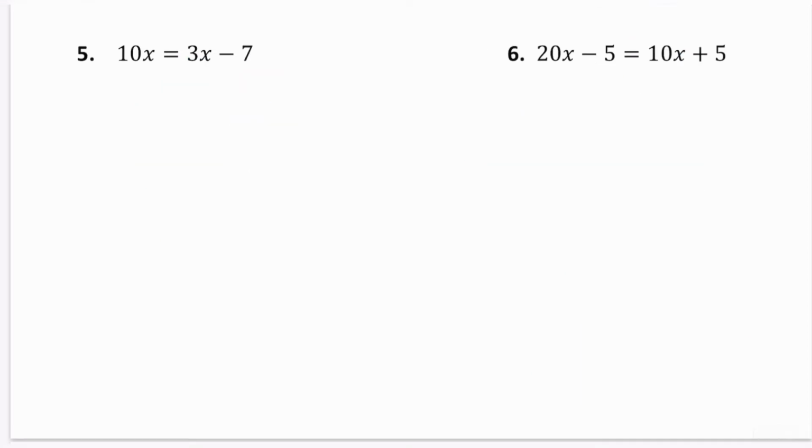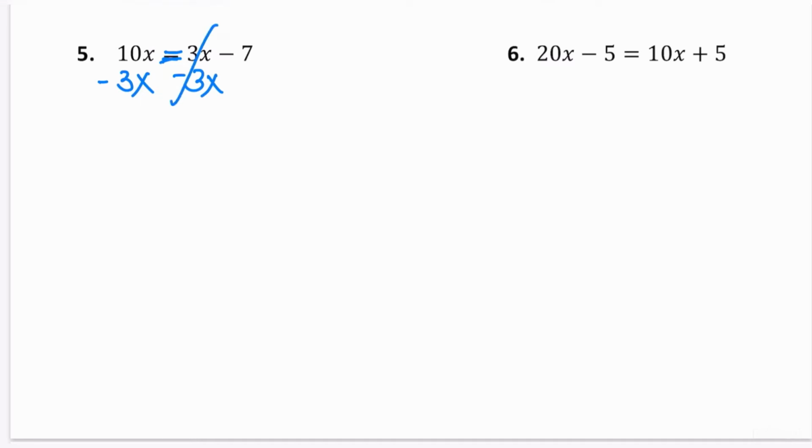In question number 5, notice I have 10x on the left-hand side. There is no other number on that left-hand side. So sometimes my students will move the 10x to the right-hand side and be left with 0 on the left. You want to avoid that as much as possible. Instead, let's go ahead and subtract 3x from both sides of the equal sign. Here's the equal sign. So when I say from both sides, I mean from both sides of the equal sign.